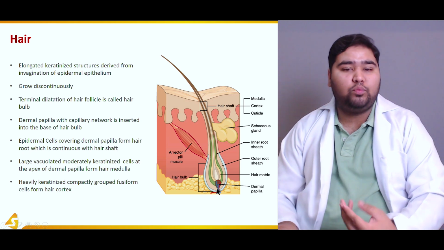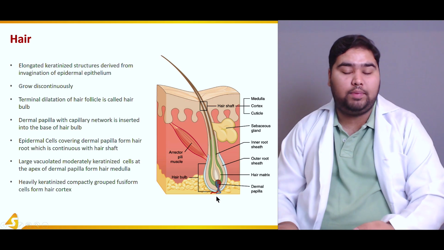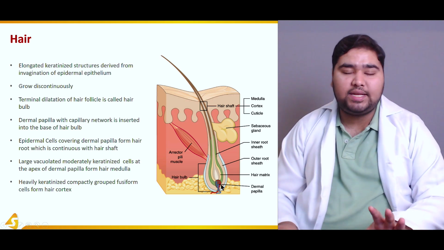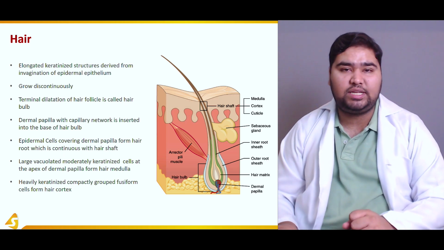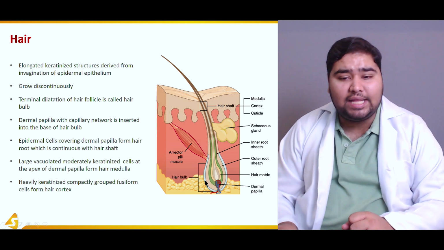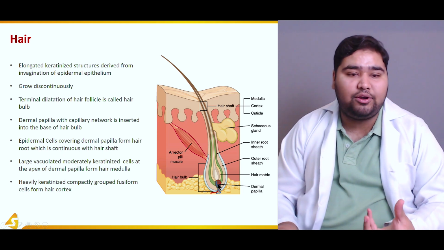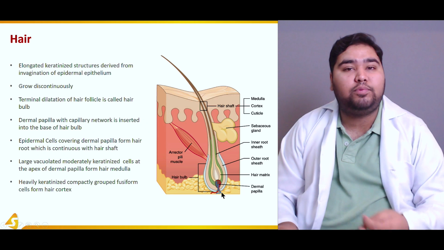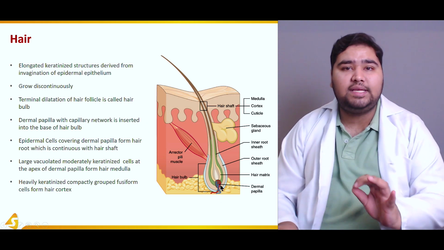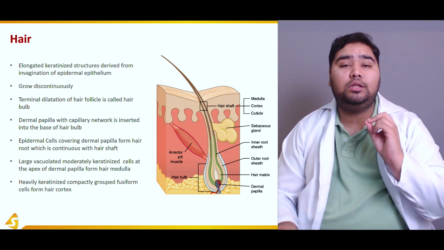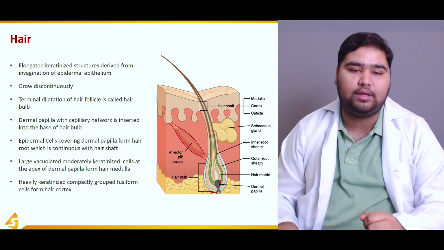Dermal papilla with the capillary network is inserted into the base of the hair bulb. As I mentioned earlier, epidermis does not contain blood supply. Blood supply comes from the dermis. What happens is the dermal papilla inserts into the base of this hair root and provides the blood supply, the nourishment to the hair. Loss of this dermal blood supply results in loss of that hair root or that hair.